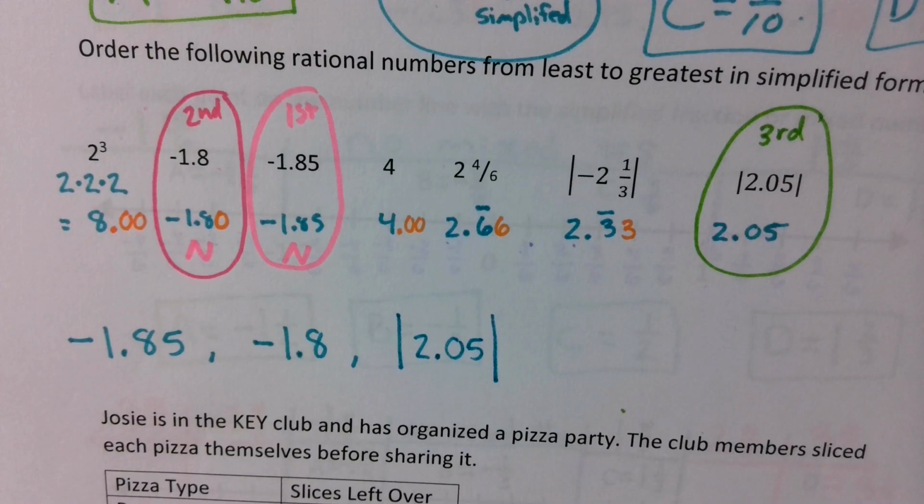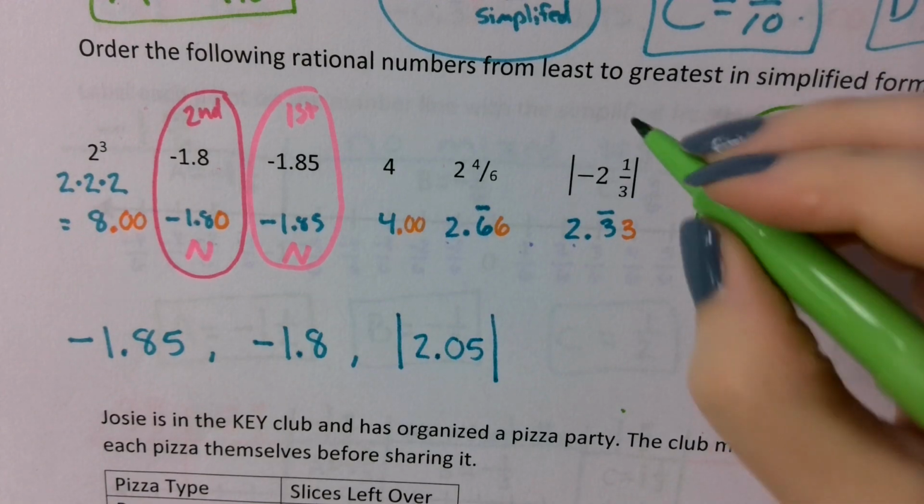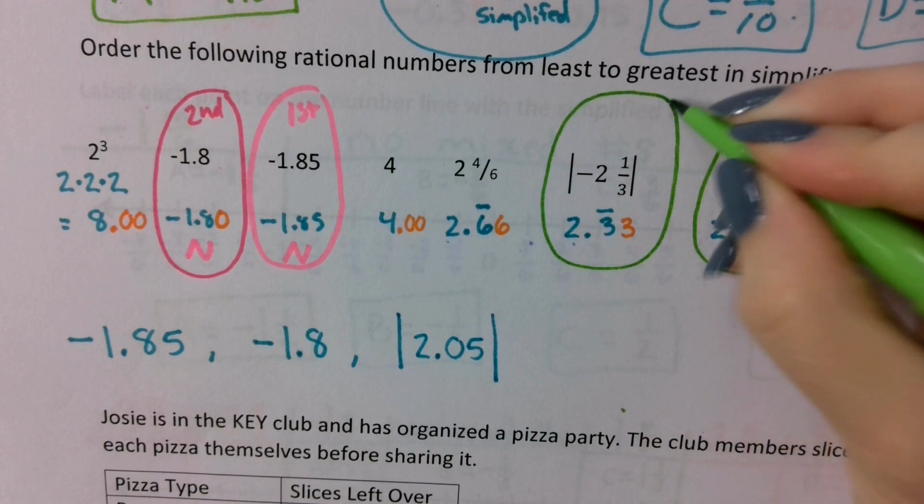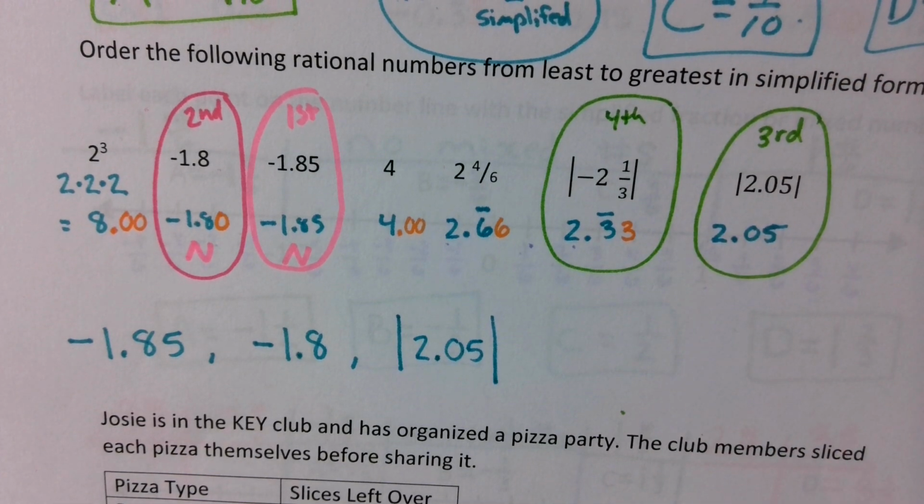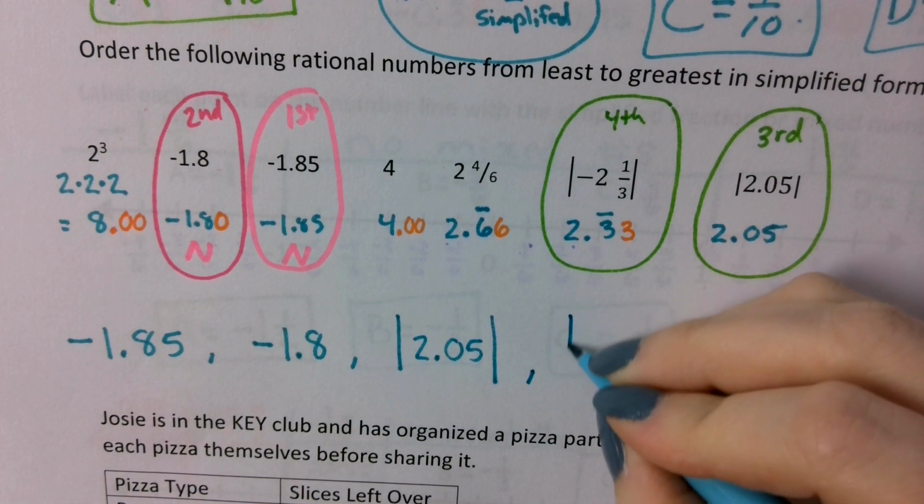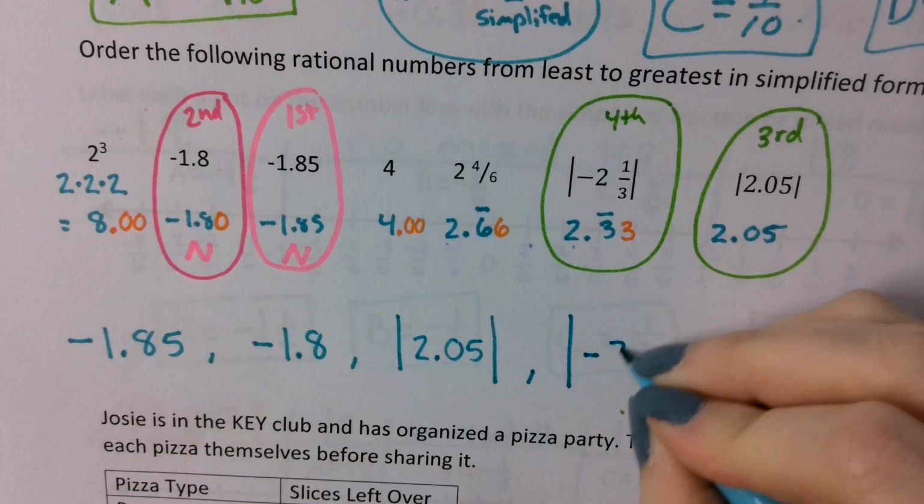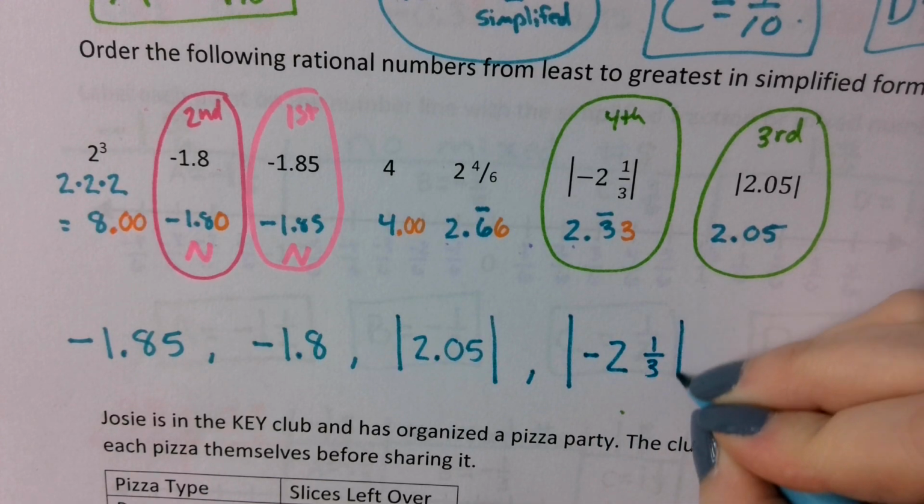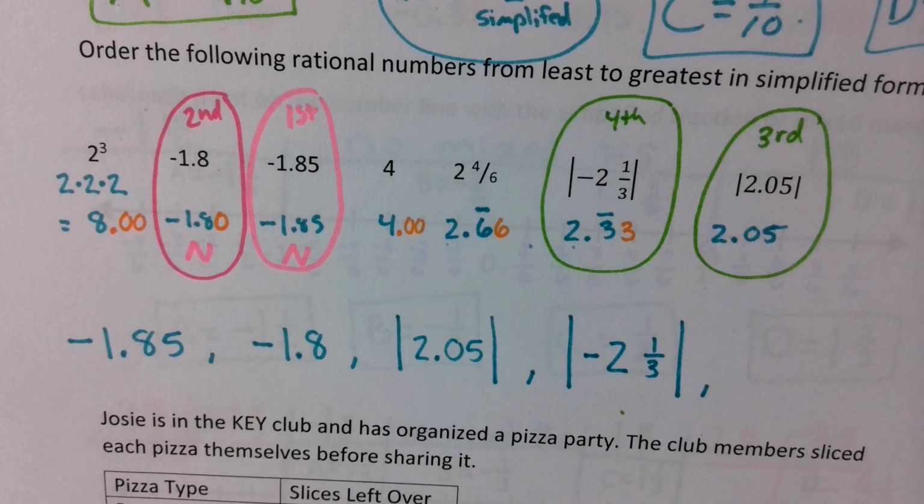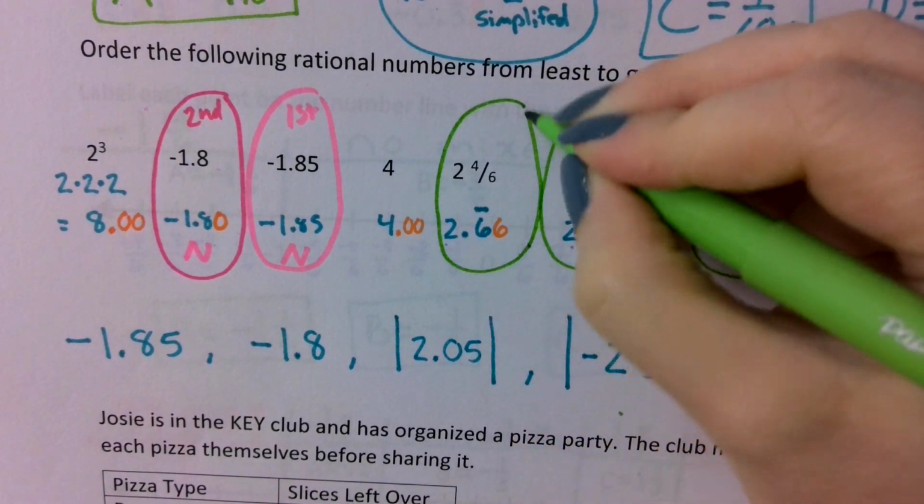Okay, what's next? 2.3333, right? The one that's repeating. So that's going to be right here. That's my fourth value. Again, in its original form, it's the absolute value of negative 2 1/3. All right, what comes next? What's our next value going to be? 2.666, right? It keeps repeating. That's our fifth value.